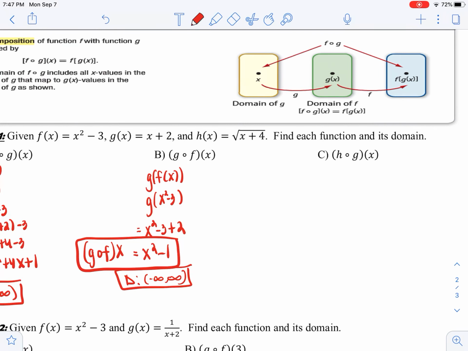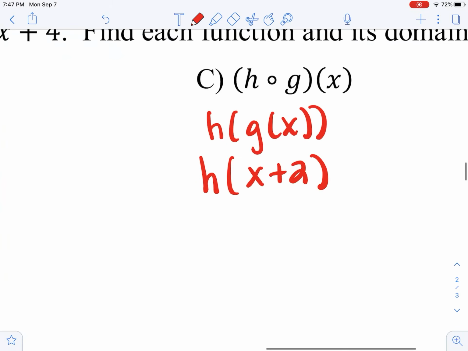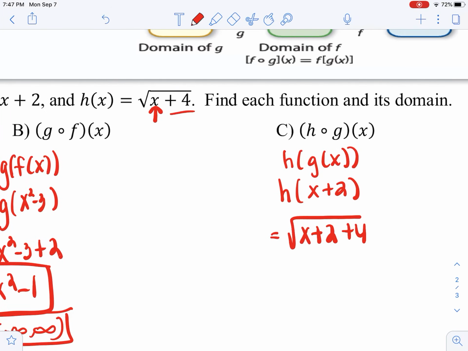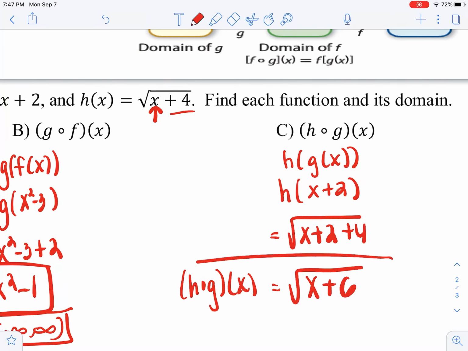Okay, next one. h of g of x. I like writing that down first and then writing down what g of x is, which is x plus 2. So this means take h and plug in x plus 2. So here's h, plug it right here, x plus 2 instead. So I have x plus 2, but then I still have this plus 4. So that is the square root of x plus 6. And that's h of g of x.